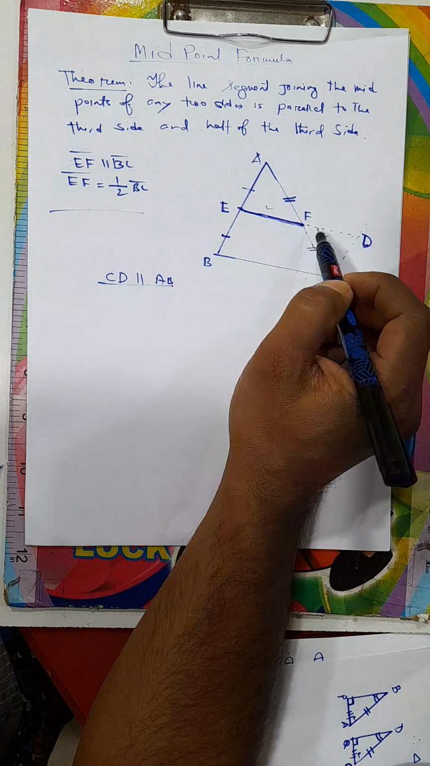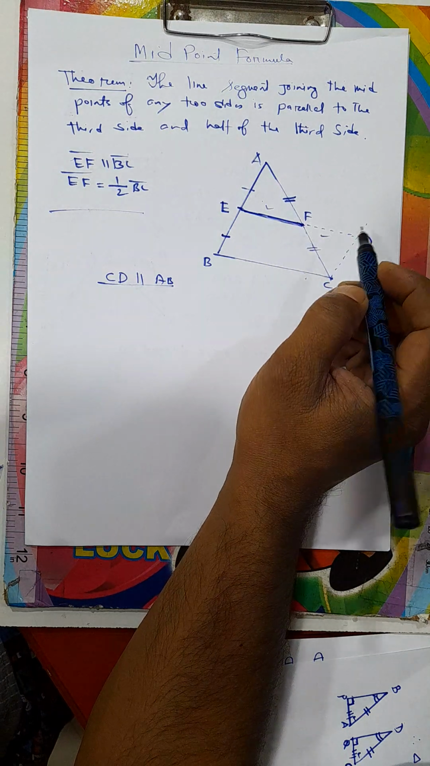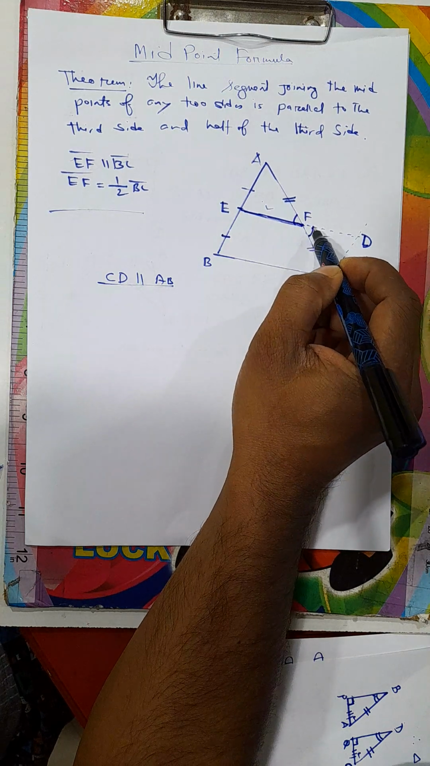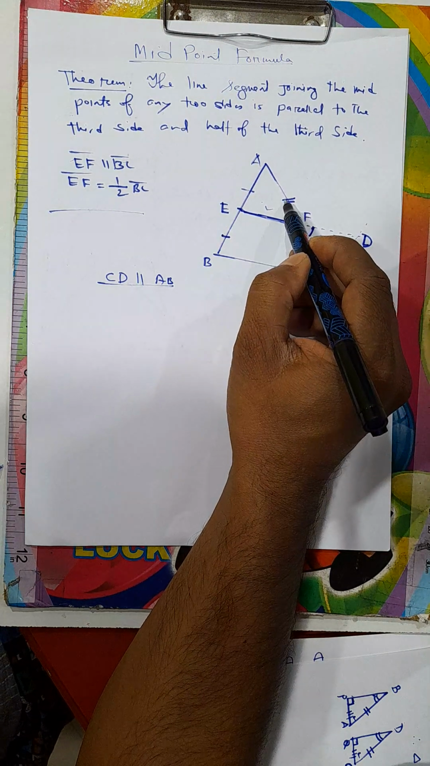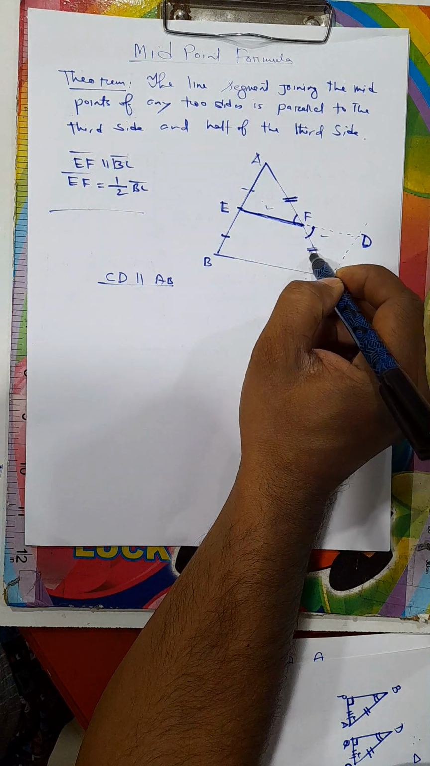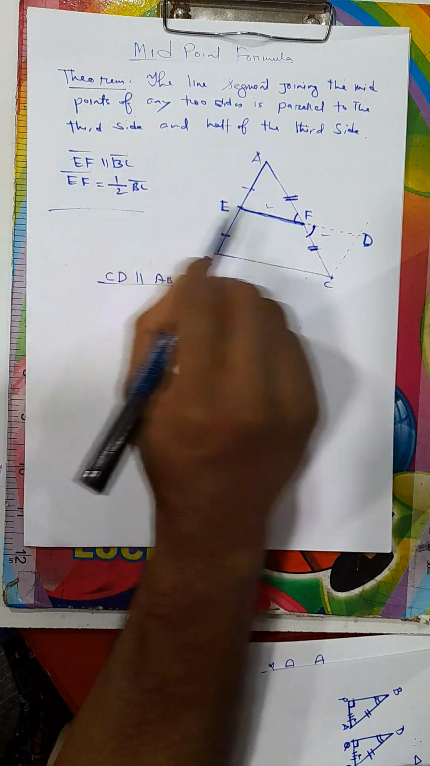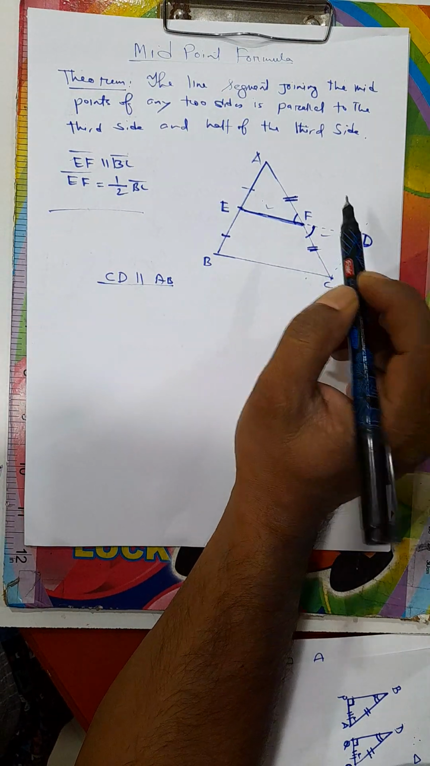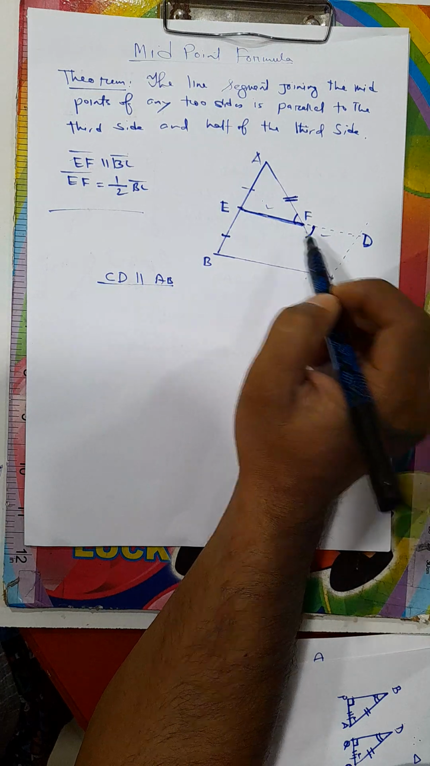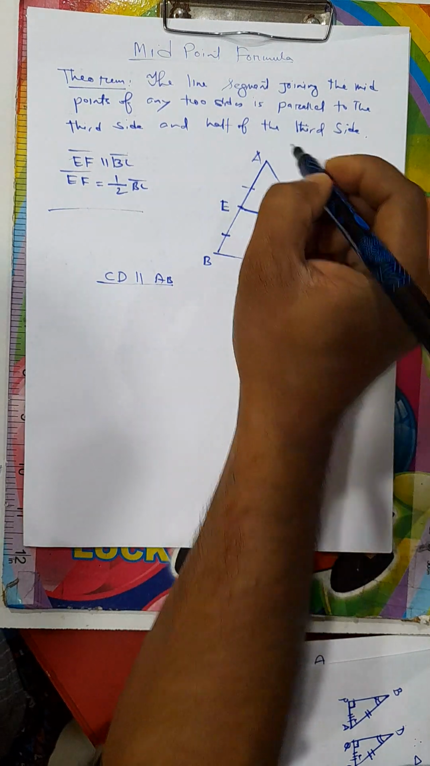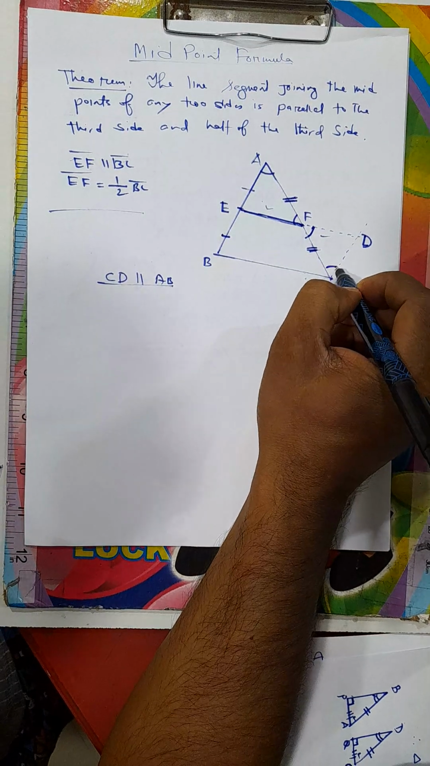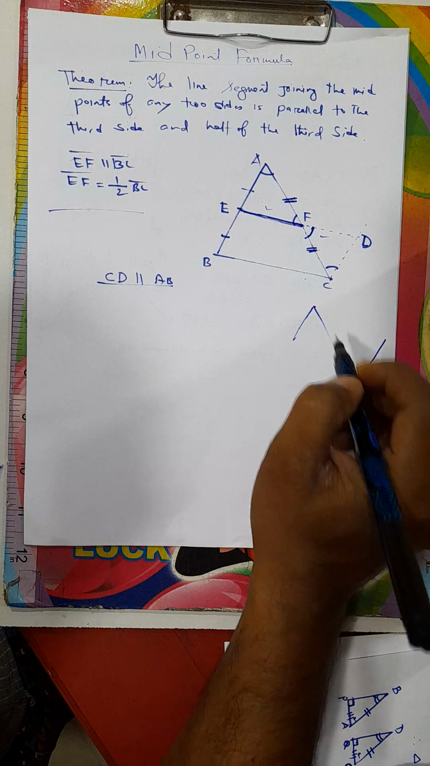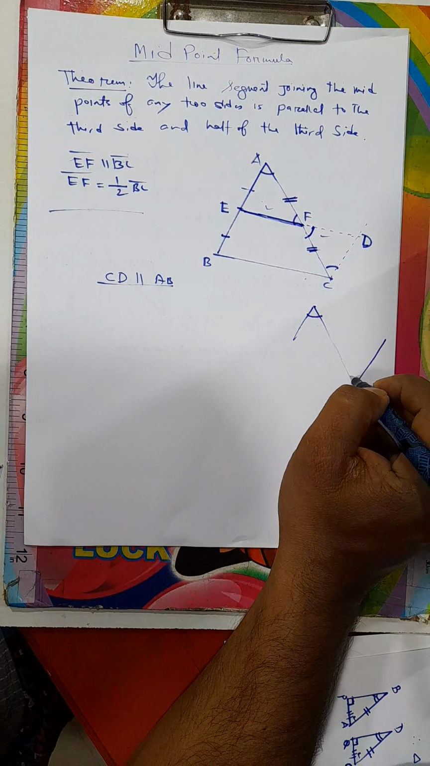If you consider these two triangles, you see these two angles are equal, right? These two angles are equal and these two sides are equal by given condition, F is the midpoint of AC. Now you see this line CD is parallel to AB. CD is parallel to AB. So these two angles are equal, alternate angles. When two parallel lines are intersected by a transversal, alternate angles are equal.